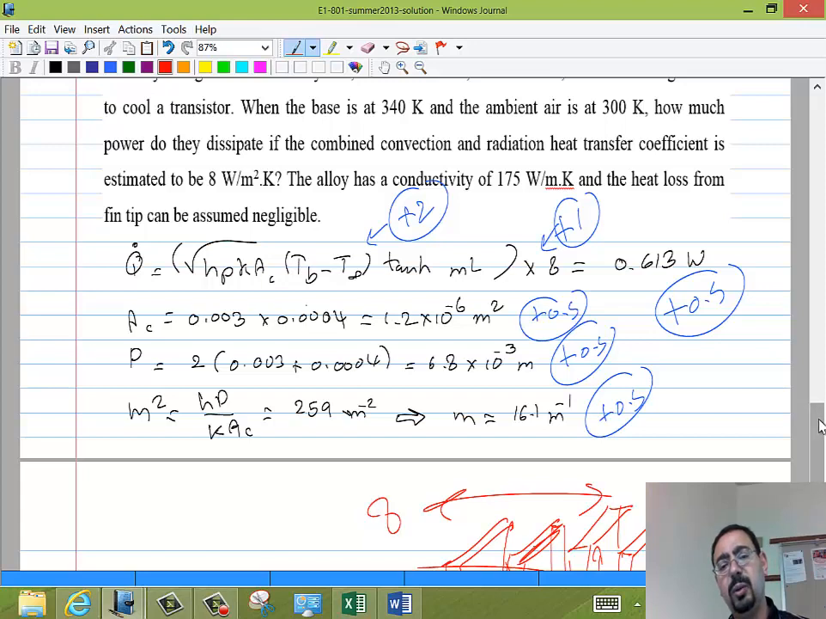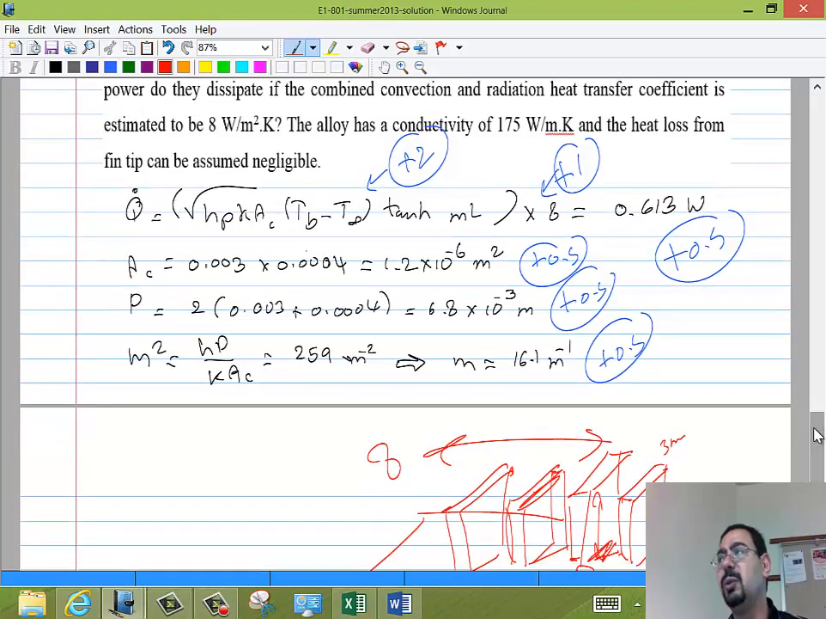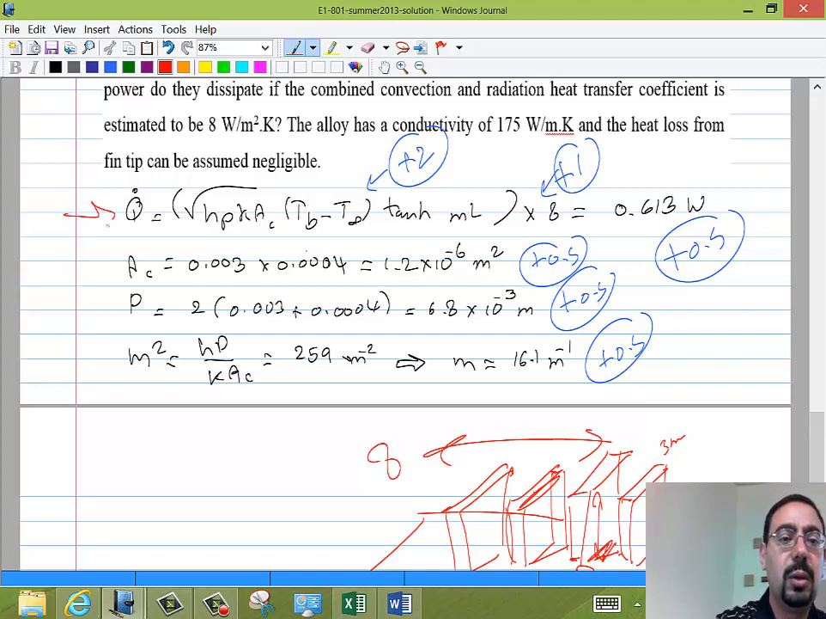And we know those fins can be treated 4 different ways, depending on the assumption you make. Very long, insulated tip, convection from the tip, all those things. And he said in this case that the heat loss from the fin tip can be assumed negligible. Alright? So you just open the fin section in the textbook and you find the Q for insulated tip.